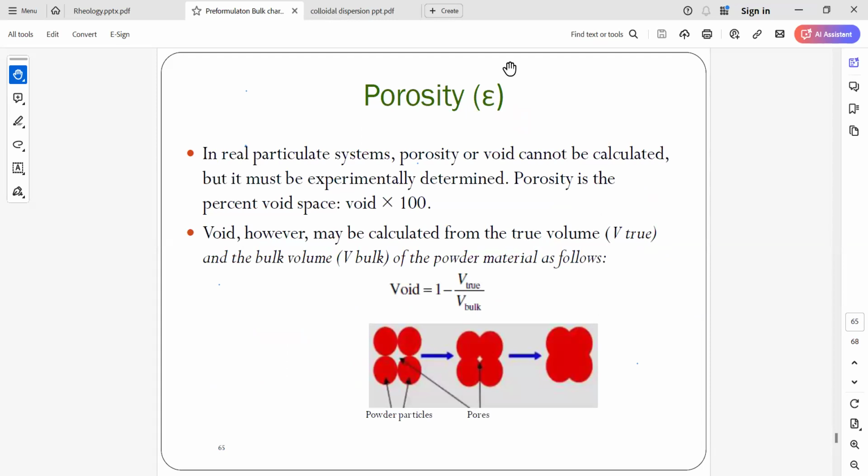And this is also very important: porosity. Porosity is simply bulk volume minus true volume, which is also known as void volume. Void volume upon the bulk volume, into 100. This is also one formula, because if you solve it mathematically, it will be bulk volume minus true volume, that is known as void volume, upon bulk volume, into 100, and you will get porosity. So this is the porosity formula. Remember this also: void volume upon bulk volume, or bulk volume minus true volume upon bulk volume into 100.